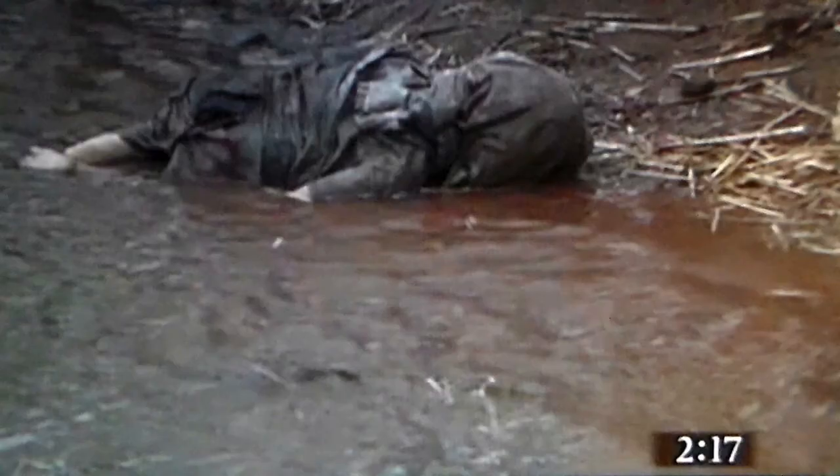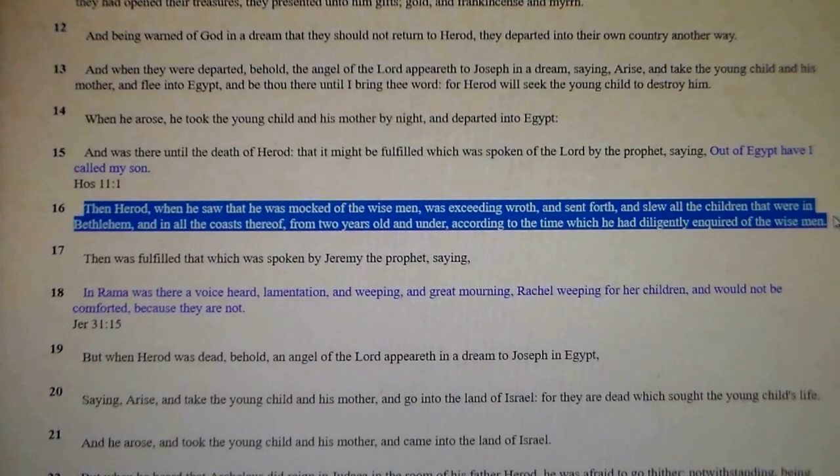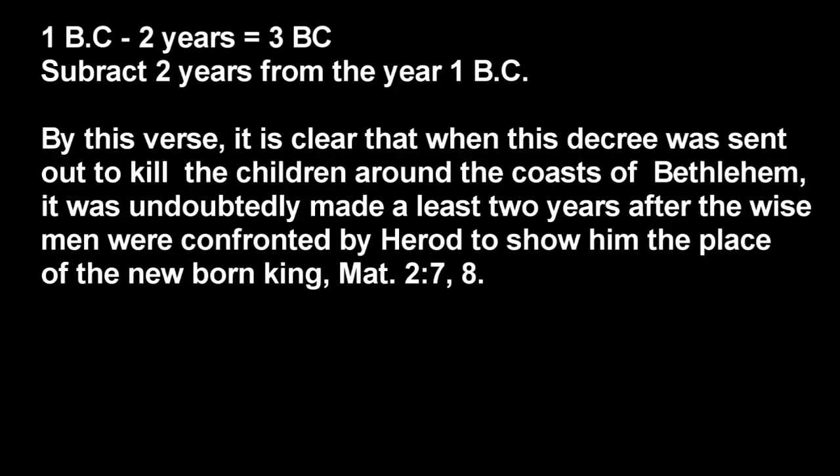So it says there, he slew all the children that were in Bethlehem and all the coast thereof, from 2 years old and under. So if Herod died in the year 1 BC, what is 1 BC minus 2 years? 1 BC minus 2 years would equal 3 BC.